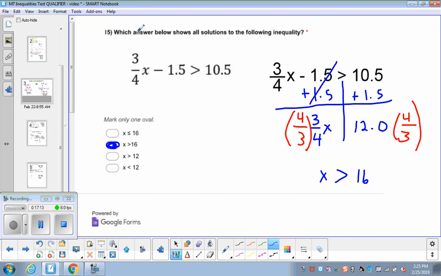So this problem was a two-step inequality because it had a constant and a coefficient for us to get rid of. That takes care of the entire video of your qualifier.